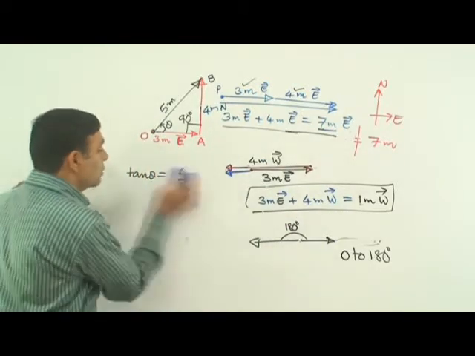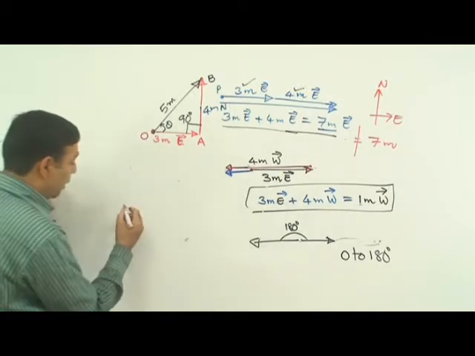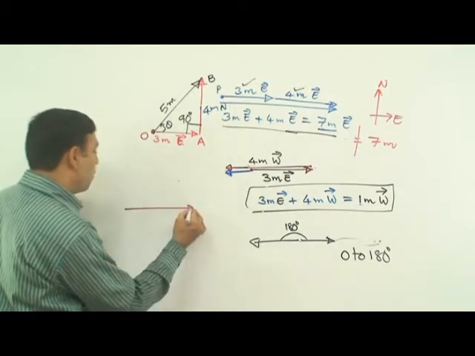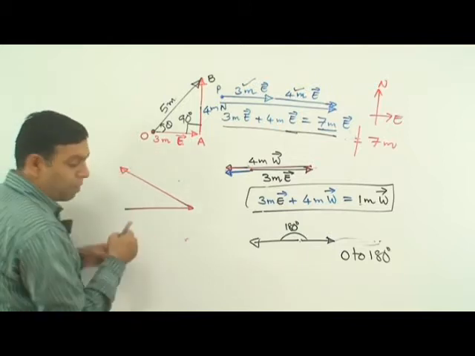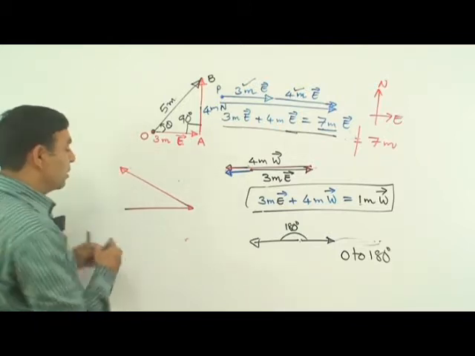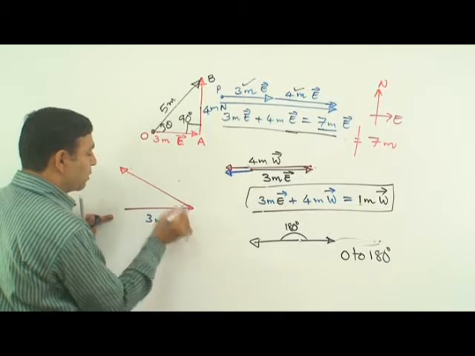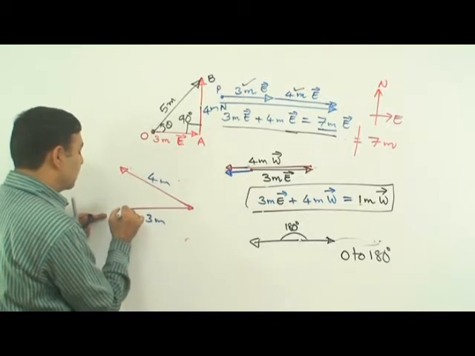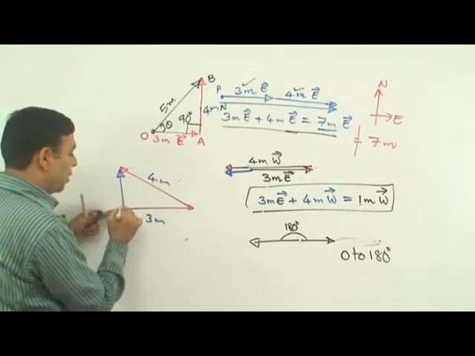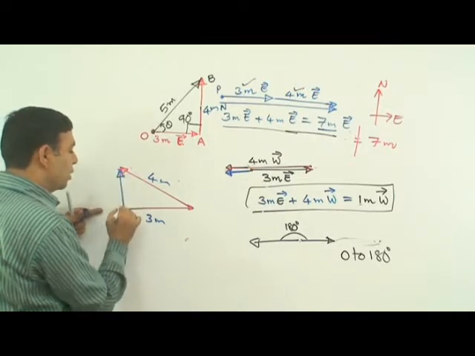See, for example, if you travel say 3 meters this way and 4 meters this way, how far are you from your house? Obviously 3 meters in this direction plus 4 meters in this direction could be something like this. This is the effect. You are here, finally you are here. This is your initial position, this is your final position.